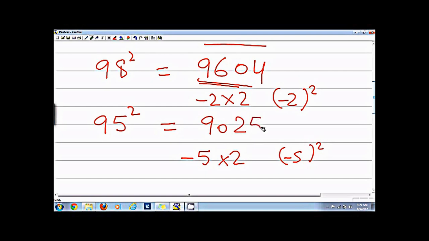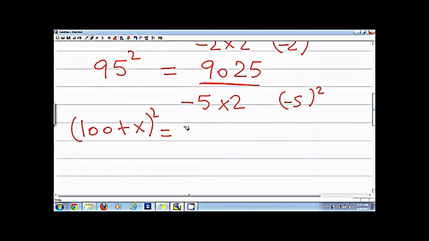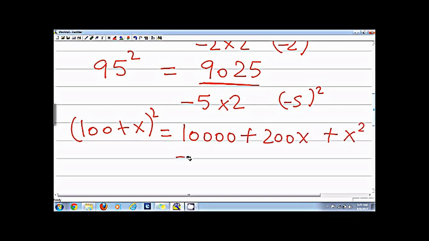Now this is not magic, there is a proof for this trick. If we have 100 plus x and we want to take the square of this number, we can see it's 10000 plus 200x plus x squared. This equation looks very close to my trick. Whatever x I have, I multiply it by 2 and then add it to the hundreds place. And similarly, I square x and then add it to the first place.